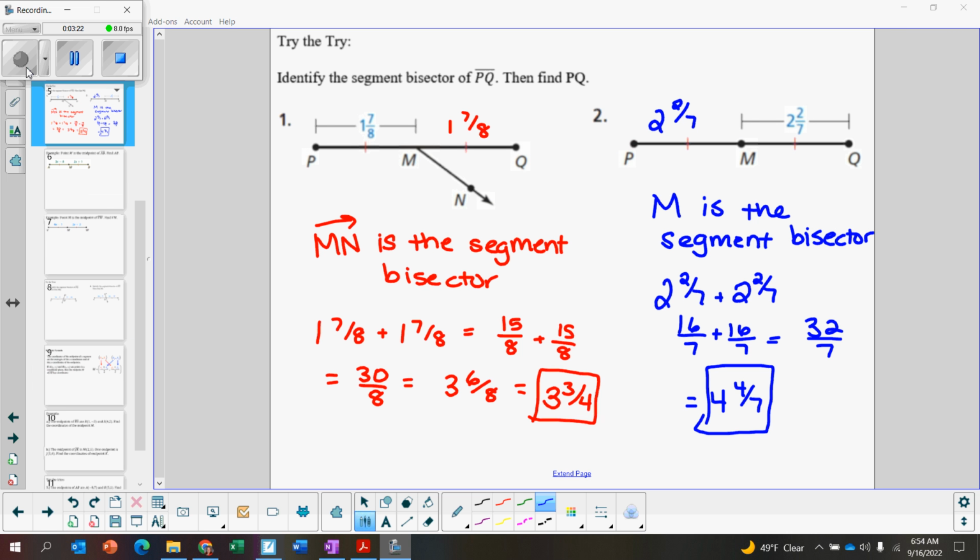All right, so for the first one, ray MN is the segment bisector, and if I add 1 7/8 plus 1 7/8, I converted them to improper fractions just to make my life a little easier. So we get 15/4, which is 3 3/4. And then for number 2, M is the segment bisector, point M. And then if I add 2 2/7 plus 2 2/7, I end up with 32/7 or 4 4/7.